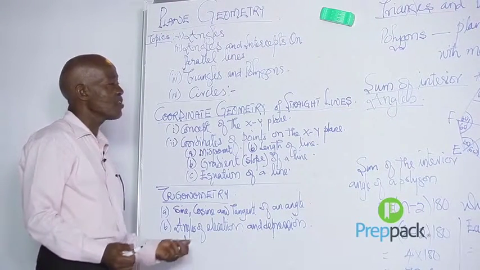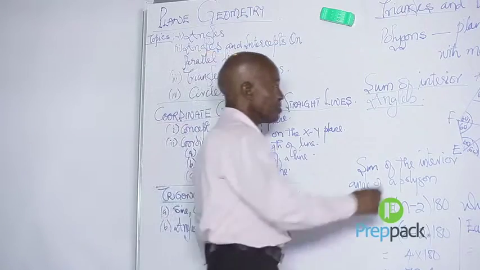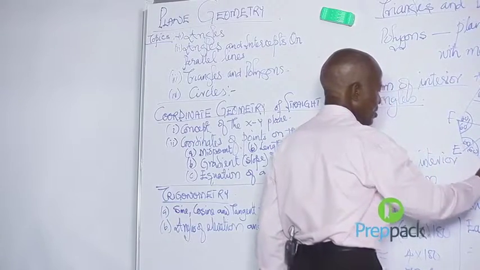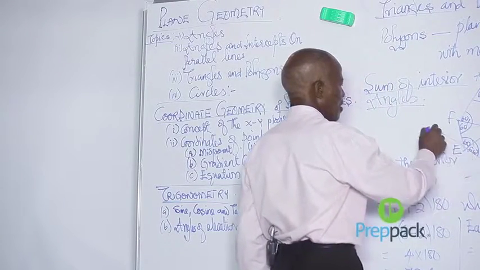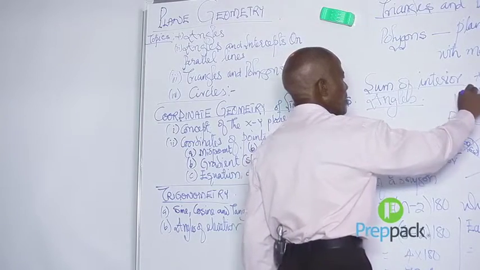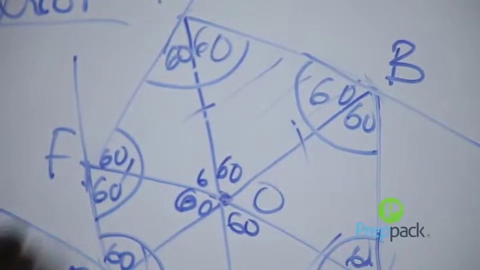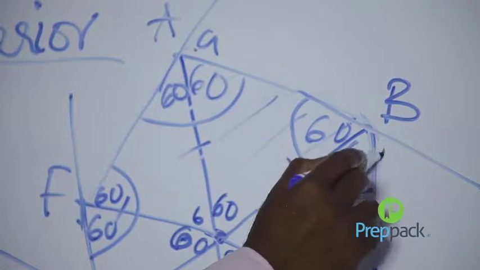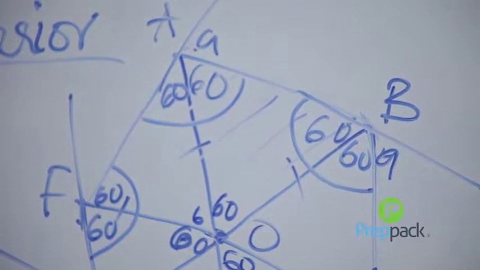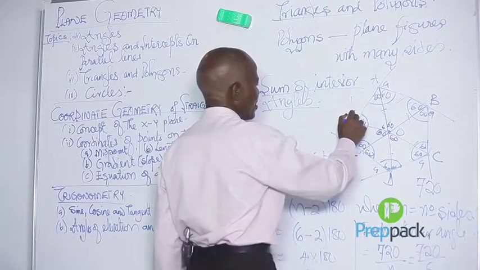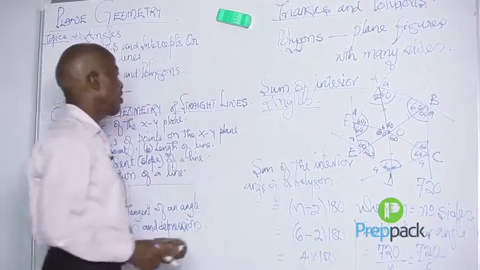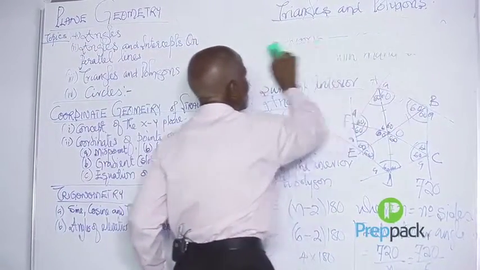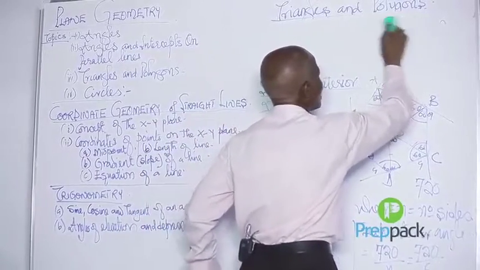Not only that, we can also look into the exterior angle. You can choose each of these. They are all equal. Each of them is equal. We have A, this is also A, this is A, this is A, this is A, this is A. See, the sum of exterior angles of a polygon is 360.